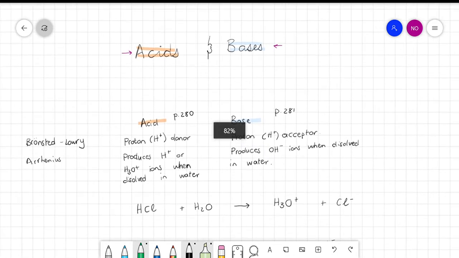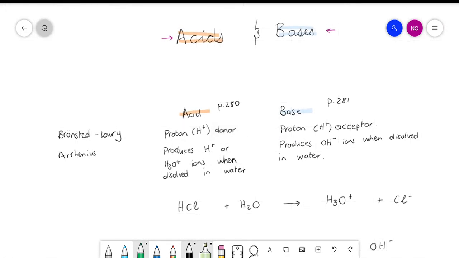If you guys get the white notes on this, you will see that everything is summarized there as well. Okay, goed. Kom ons begin by die definisies van wat is 'n suur en wat is 'n basis.